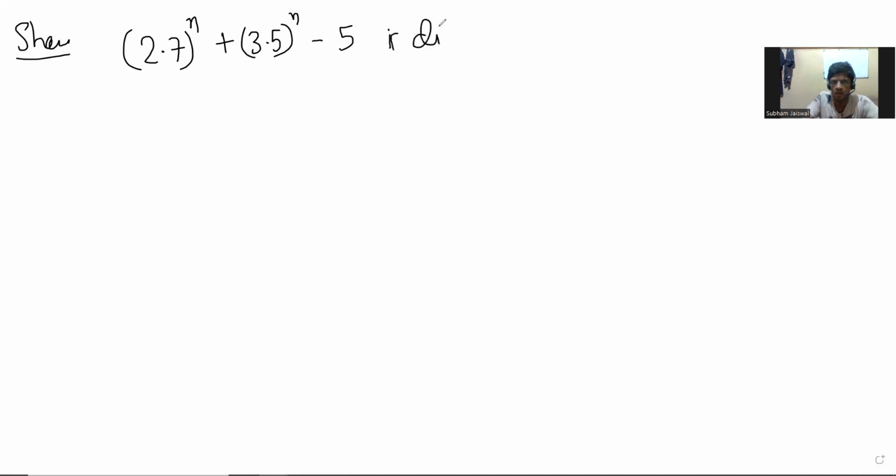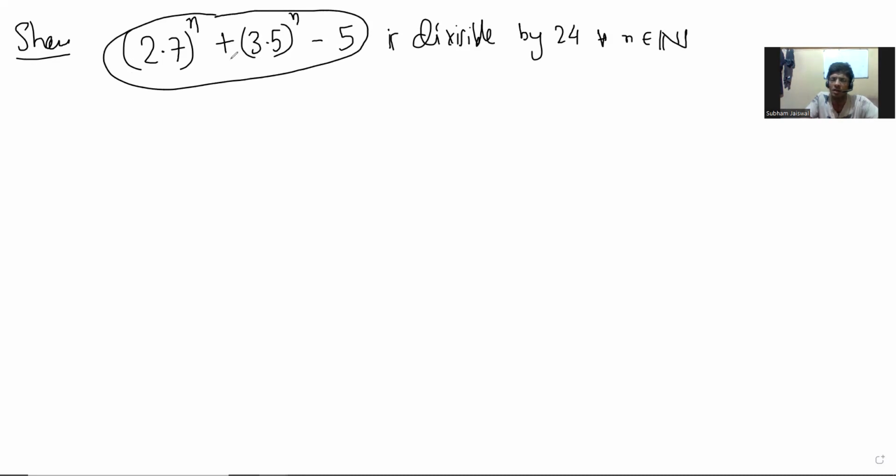(2.7 to the power n) (3.5) is divisible for all n. But is this even a natural number? It is not. It cannot be. It's not a natural number.